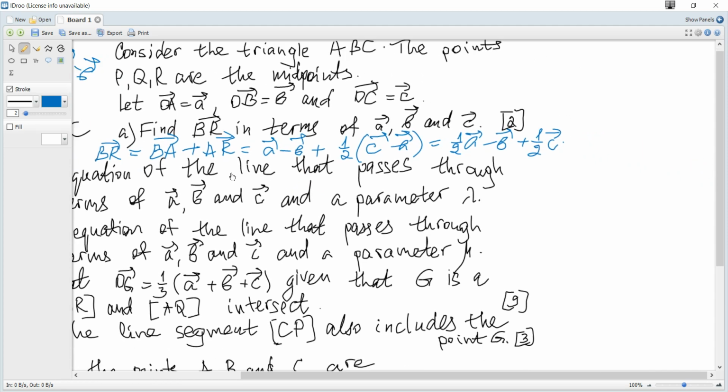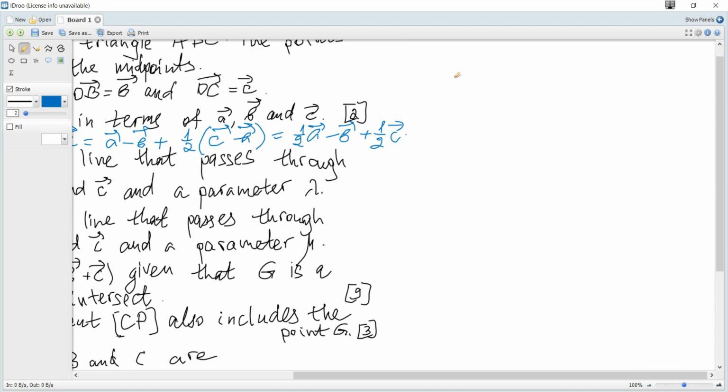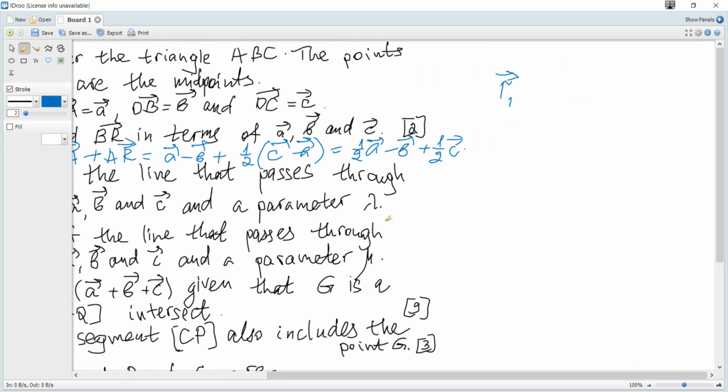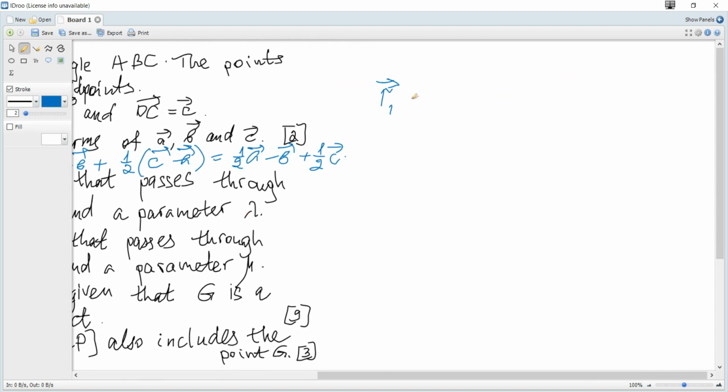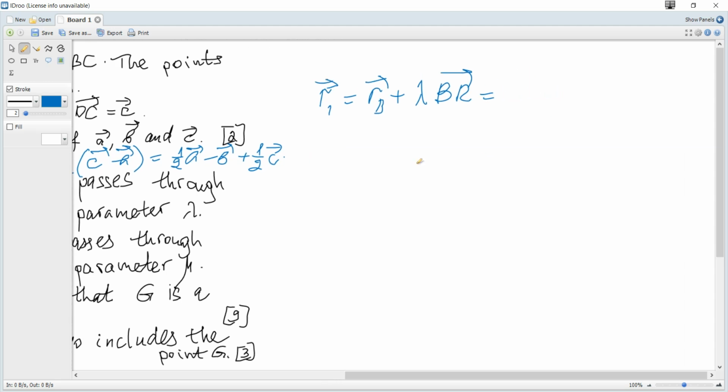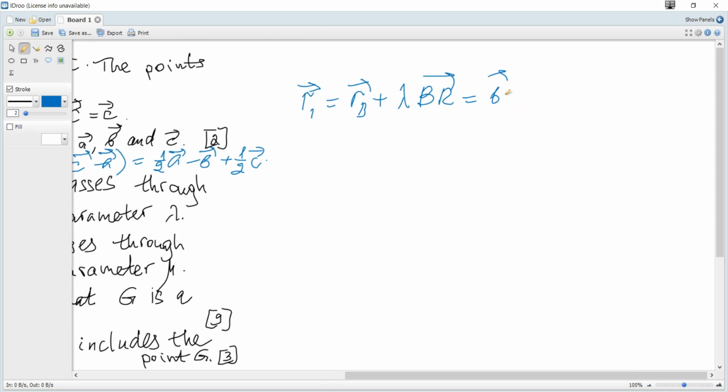So the required equation of the line through BR becomes r, let it be r1, because the next question is to find another equation of a line, and its position vector is b plus lambda BR, and it becomes just b plus lambda, and this result, a half a minus b plus a half c.